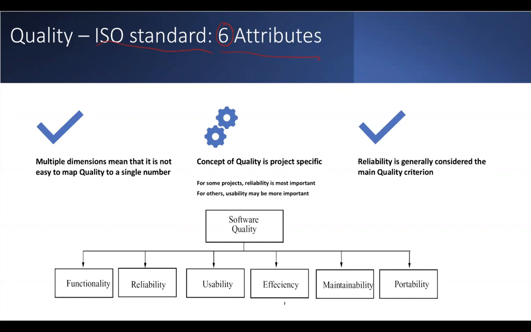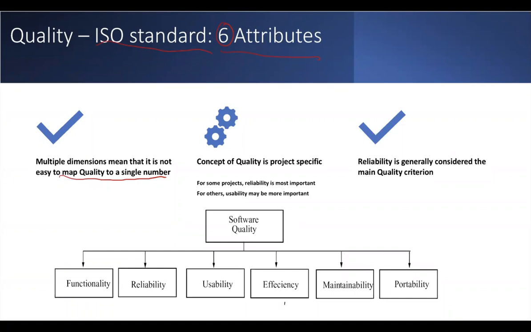You might use 1 or 2 of them, or you might use all of them. It depends on the project itself. That's why multiple dimensions would mean that it's not easy to map the quality to just a single number. We cannot just say it's 60% of quality because the efficiency is 60%. I can't say this. It's multiple dimension quantification or multiple dimension performance analysis. So we cannot just use one number to represent the quality.